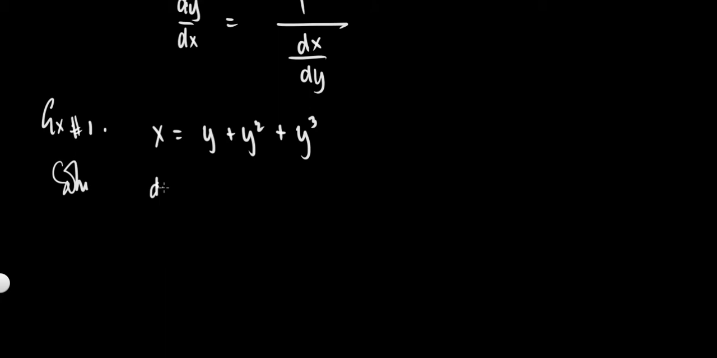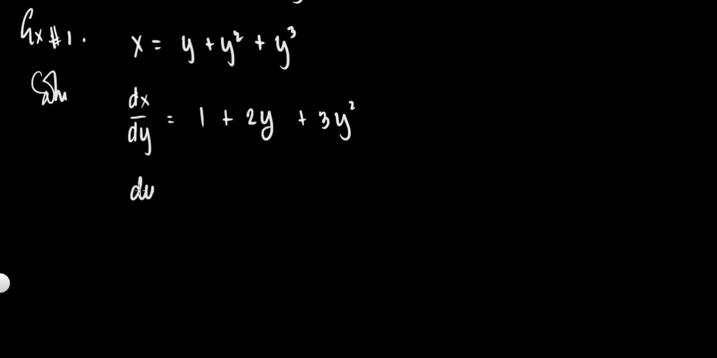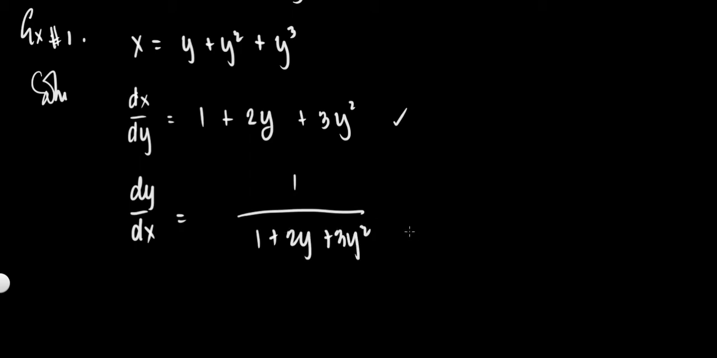Okay? So, here, dx over dy is equal to dy over dy is 1, plus 2y, plus 3y squared times 1. Okay? Then, to solve for dy over dx is equal to 1 over dx over dy. And what is dx over dy? 1 plus 2y plus 3y squared. Or 1 over 3y squared plus 2y plus 1.